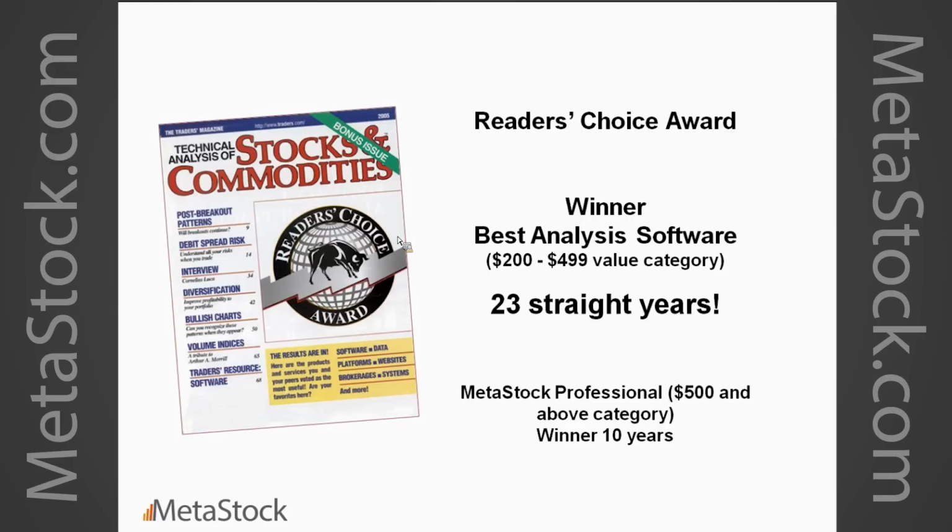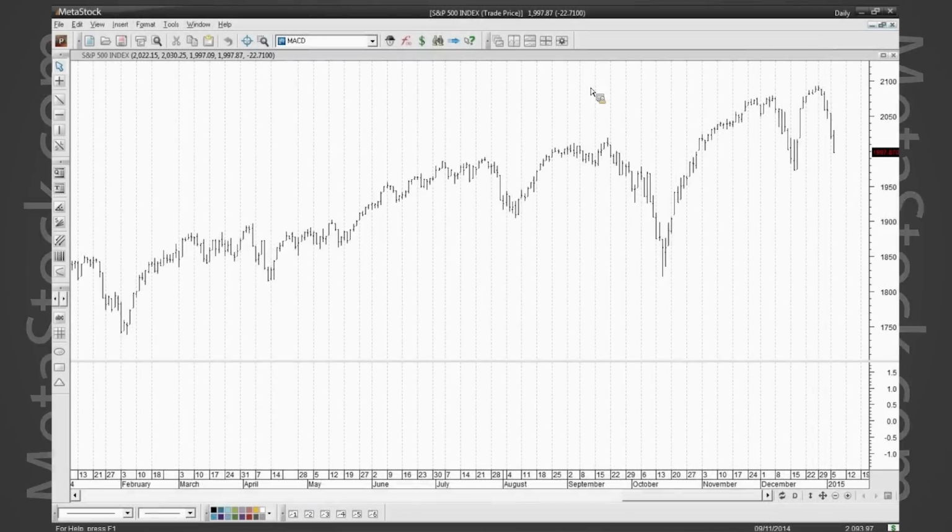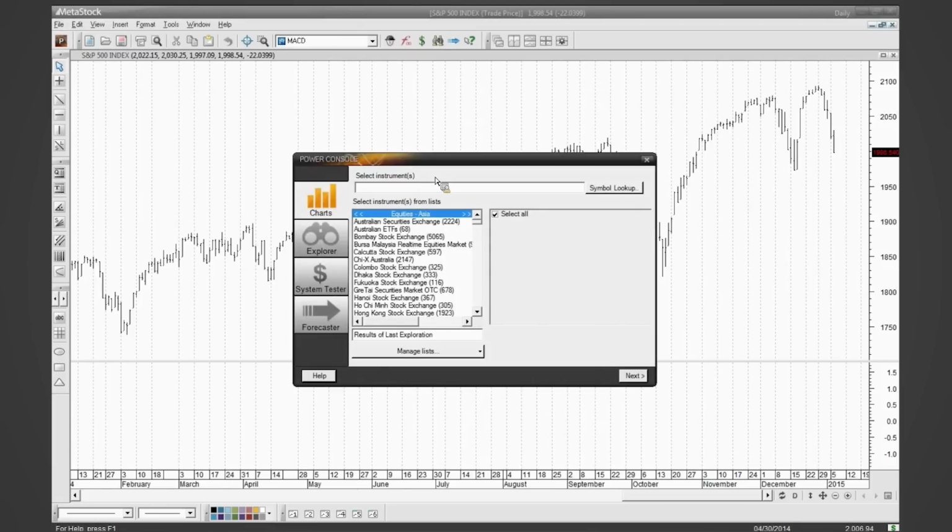So let's go ahead and go into Metastock here. Now, for those of you who have Metastock, you may have a previous version to version 13. That's where we are right now. Or you may not have Metastock. So I'm going to try and cover Metastock in a way that gives you an overview for both. If you have it, maybe you'll learn some things that you didn't know about it. So in Metastock 13, where we actually start is in what's called the Power Console.